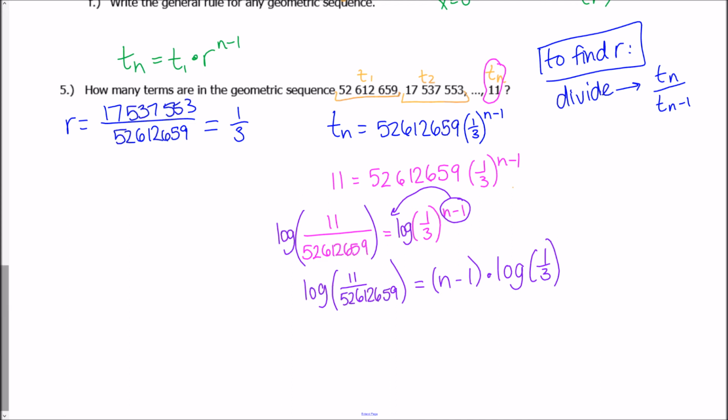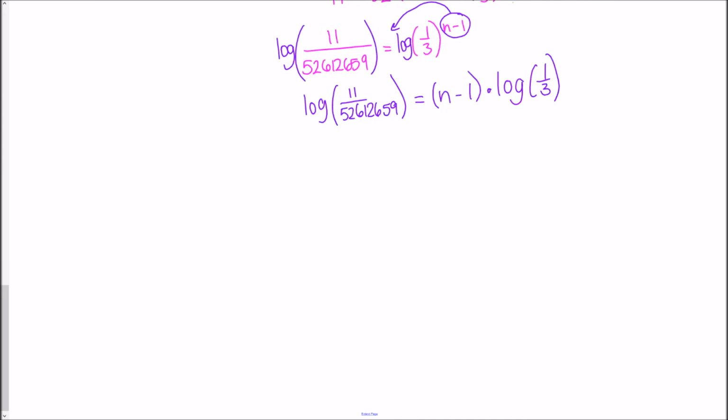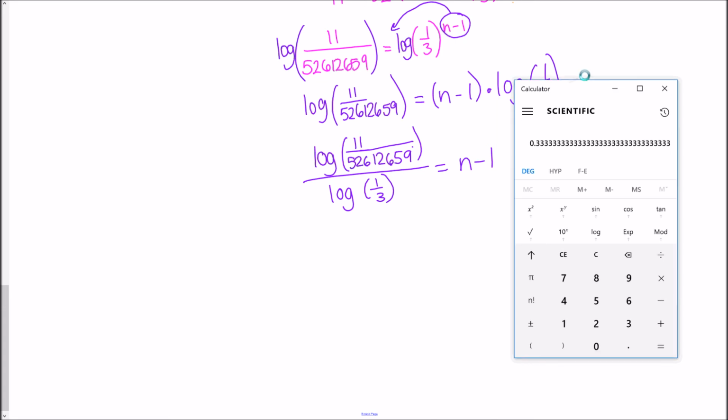Okay, so in order to solve for n right here, I want to get rid of this log of 1/3. So I end up getting the log of, again, this big ugly fraction, and I'm going to keep it as this ugly fraction for now until I get to a point where I can deal with it a little bit more easily, over the log of 1/3 is equal to n minus 1. So I'll go ahead and do some calculation now, okay?